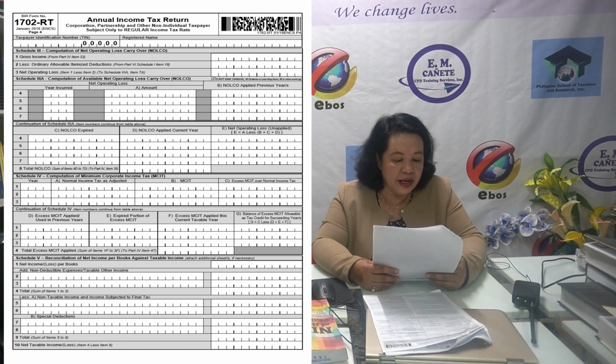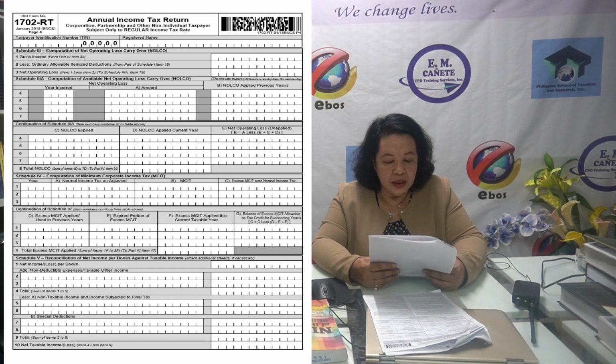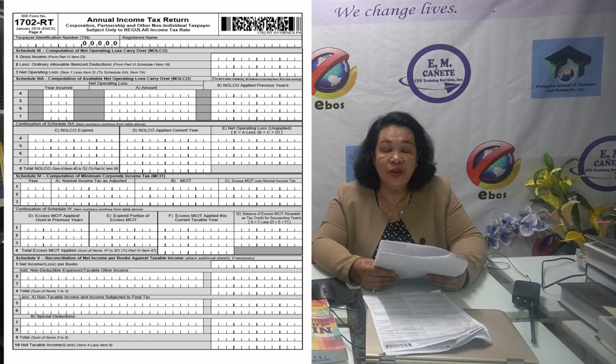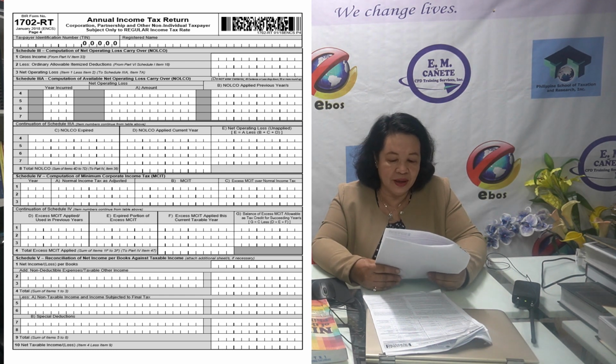We have here under Schedule 4, the computation of minimum corporate income tax. And what is this minimum corporate income tax? As I told you, this is the 2% tax on the gross income. Okay, so year 1, normal income tax as adjusted, and the MCIT and the excess MCIT over normal income tax. Why is it shown here?